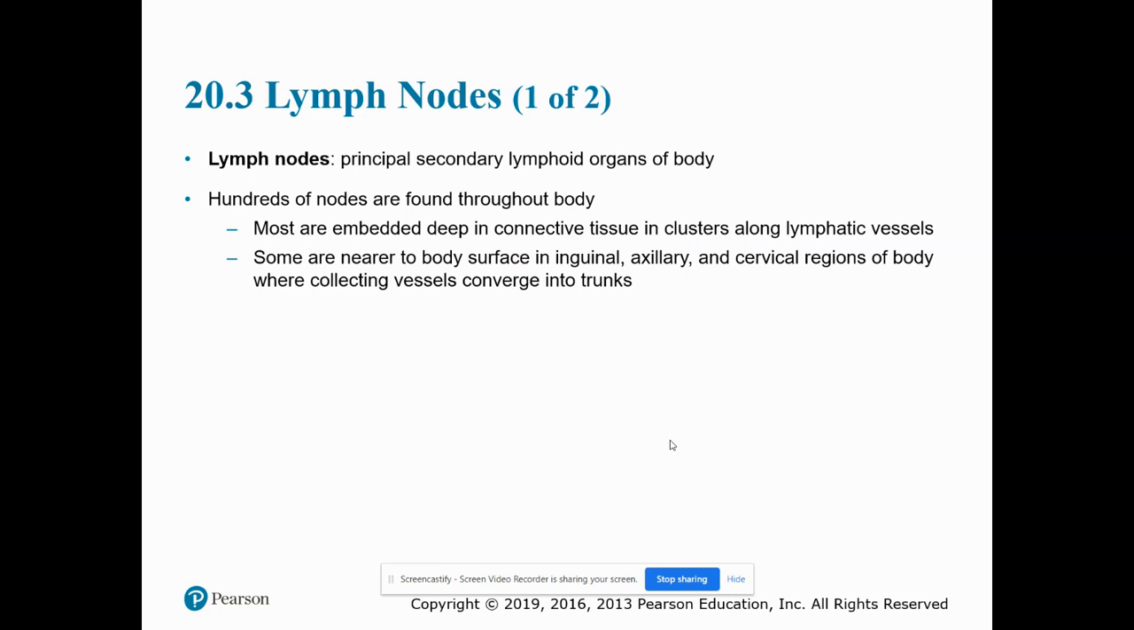So lymph nodes are the principal secondary lymphoid organ of the body. So even though there are secondary lymphoid organs, they are the principal secondary lymphoid organ of the body. There are hundreds of nodes found throughout the body. Most are found embedded deep in connective tissue and clusters along the lymphatic vessels. Some are nearer to the body surfaces where collecting vessels converge into trunks. And so like the cervical regions, the axillary regions.